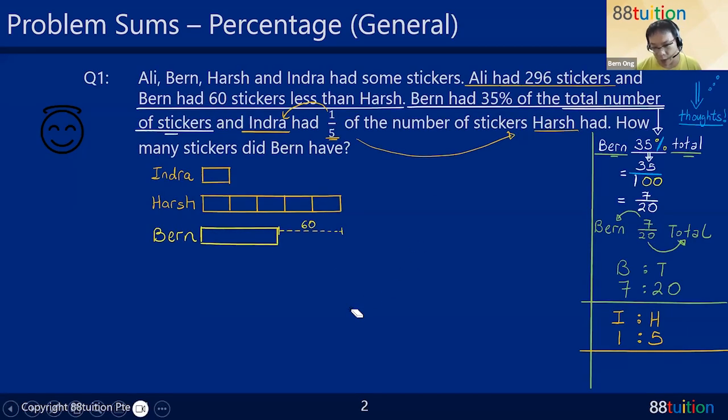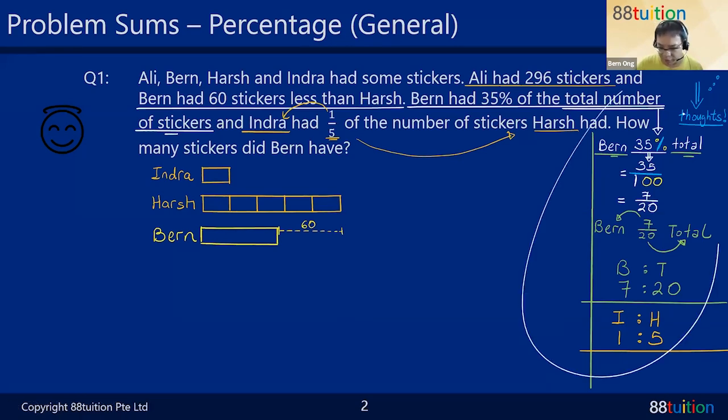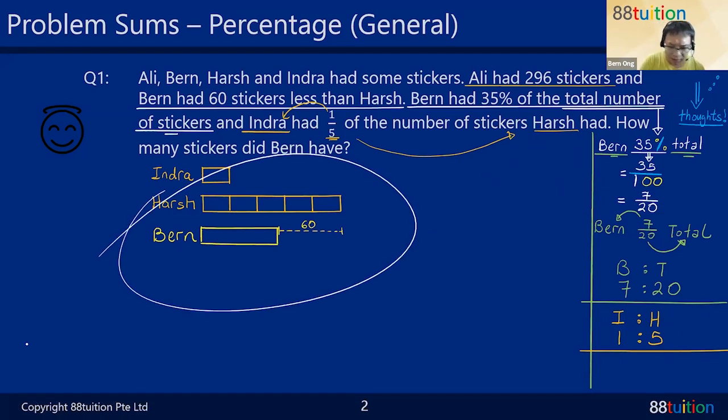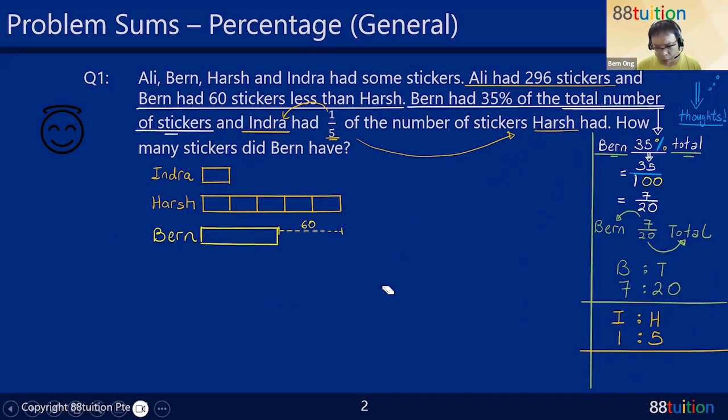Whenever you have this type of situation, you got a bit of an idea here, but the model doesn't seem to fit. Then I don't know how to draw Ali. Then 35% of the total means how many to cut. Then between Bern and Harsh is how many? So sad. My suggestion is, if you encounter such a problem, the first thing you can do is to go to the next question.